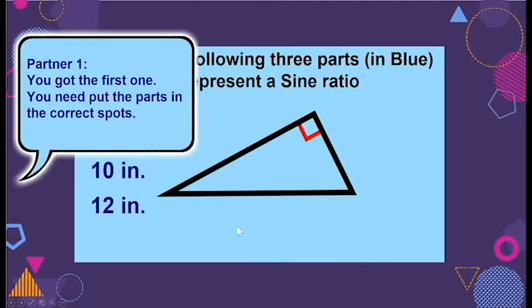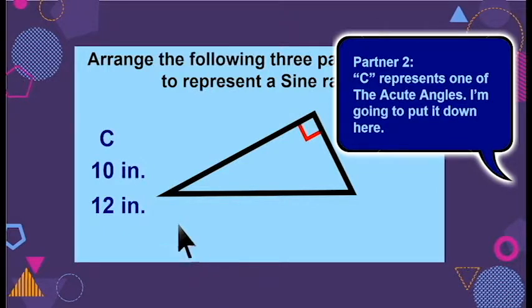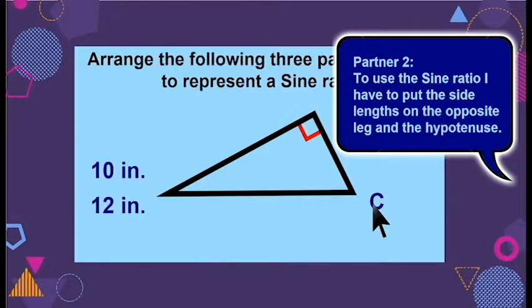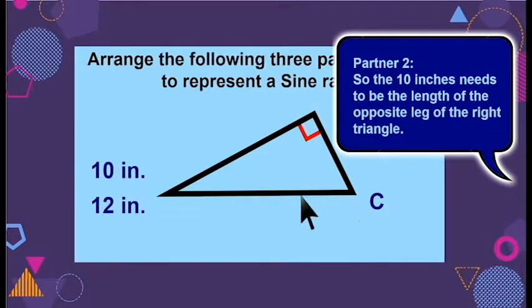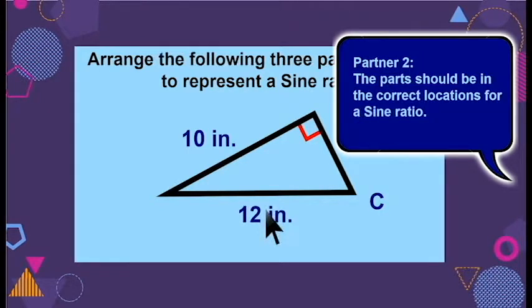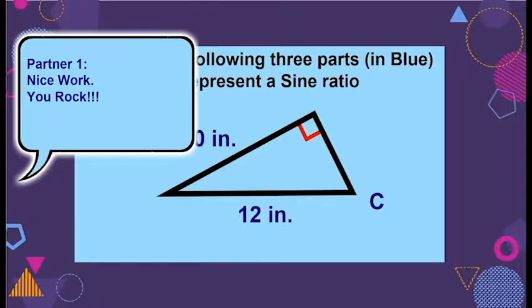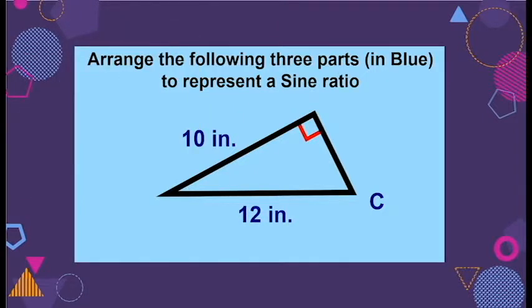You see partner 1 gets it started. Partner 2 will start to move things around, explaining what they're doing as they go. As they explain, partner 1 is giving feedback, just easy feedback like nice, you're doing good. At the very end, they compliment them, they switch roles, and they move on to the next problem.